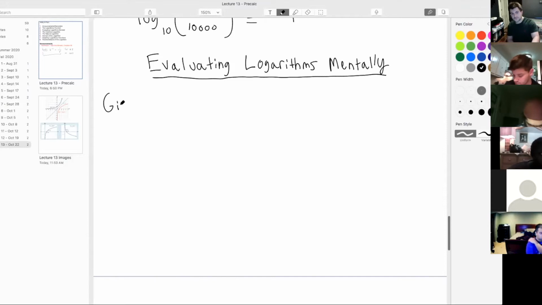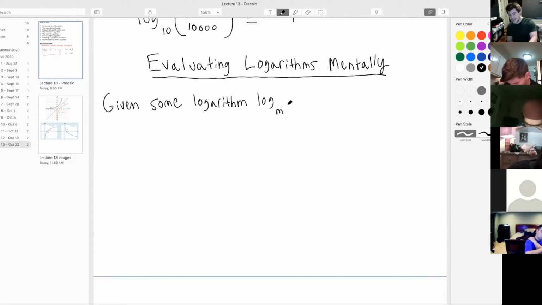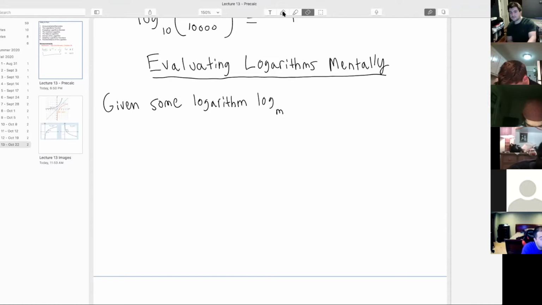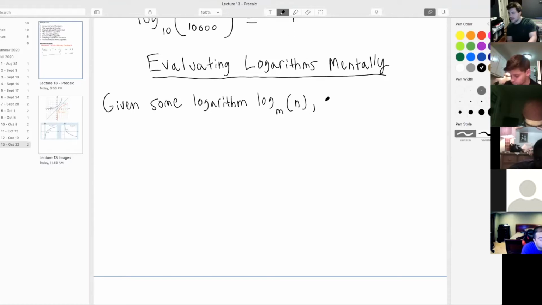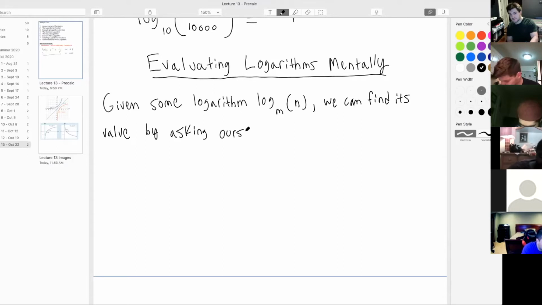Okay, so given some logarithm, log base m of n, we can find its value by asking ourselves the following question: m raised to what power is n?